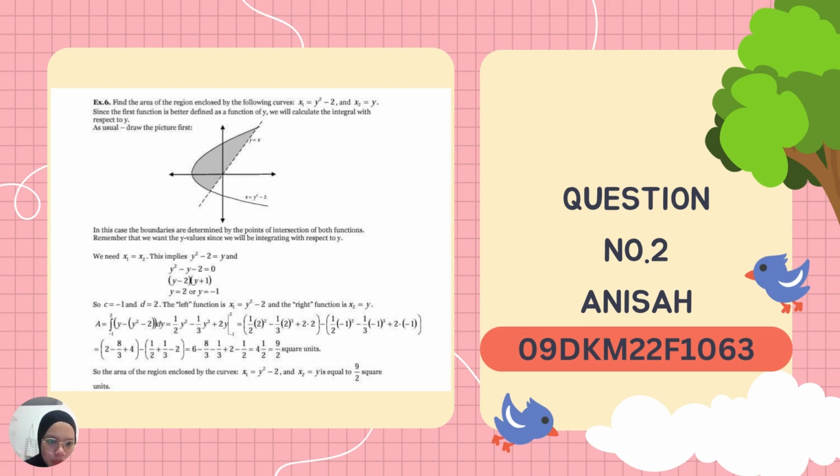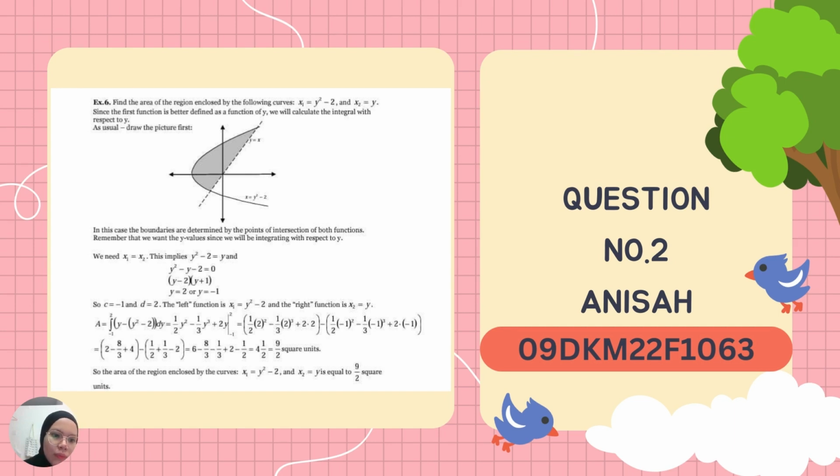After that, we will substitute the upper limit and lower limit into the equation. So we will get 1 over 2 multiplied by 2, because the upper limit is 2, and then minus 1 over 3 multiplied by 2 cubed plus 2 multiplied by 2. Same for the lower limit, we will just substitute y equals negative 1.